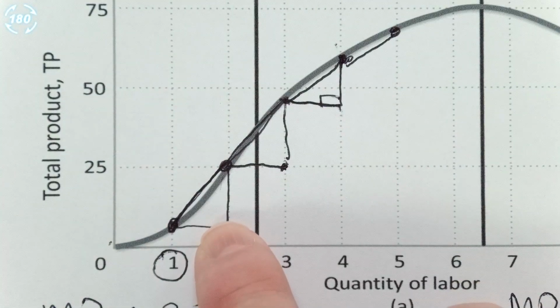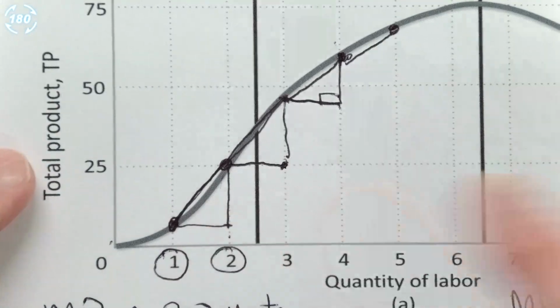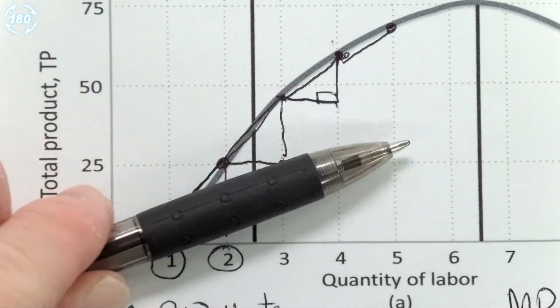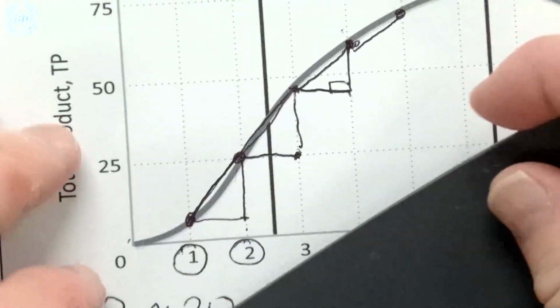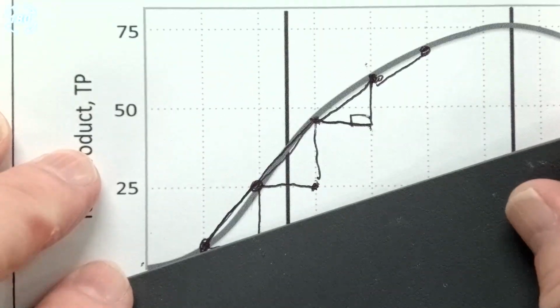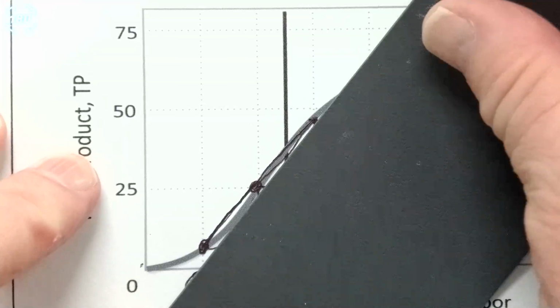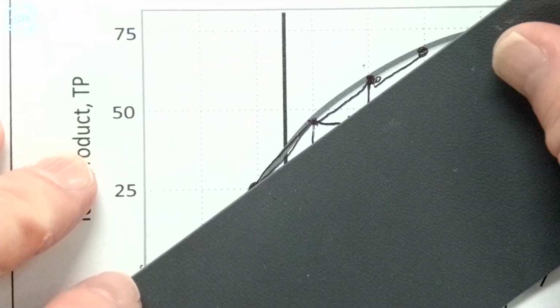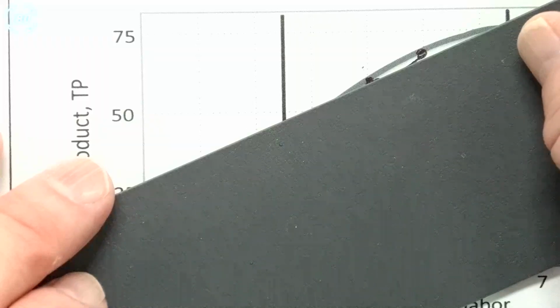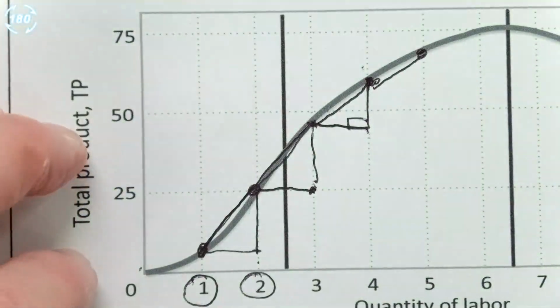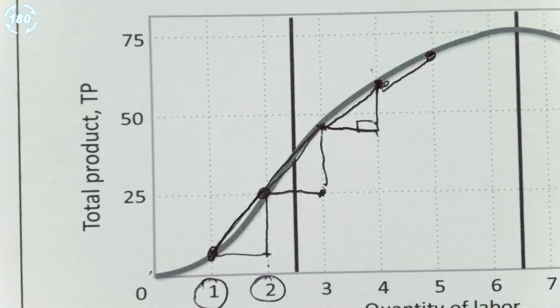The marginal product, also like the average product, increases. Here we go. These slopes increase. But then what? They decrease. Does that make sense? You see that? So the marginal product also increases and decreases. It goes up and it goes down.